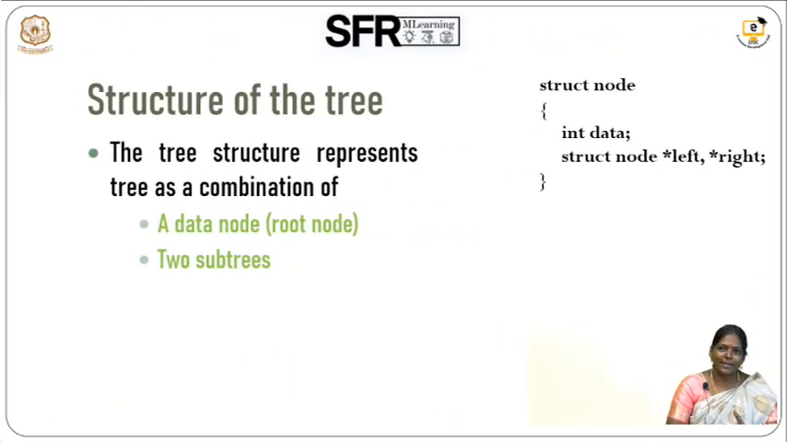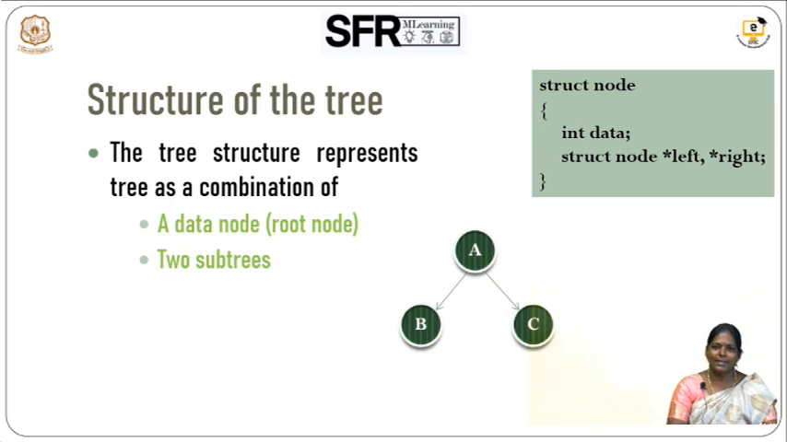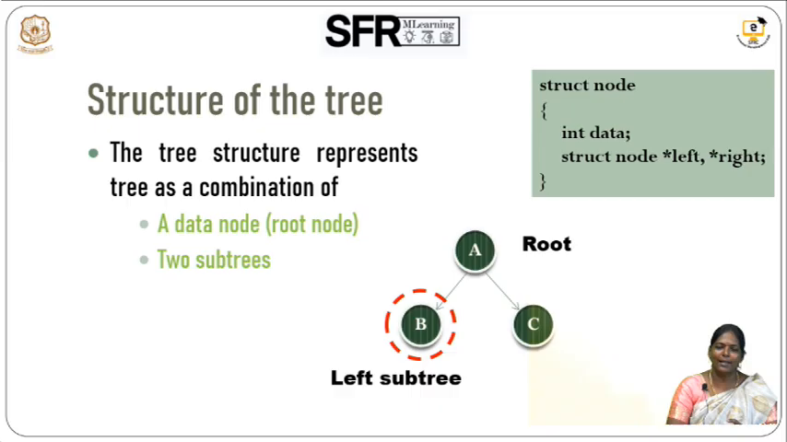So let me show the structure of the tree representation in programming languages. Here the struct is very useful for representing the binary tree. Almost all trees can be divided into two parts: one is the data node or the root node, and the other is the subtrees it has. In this tree, A is the root node and B is the left subtree. B may contain some other branches of nodes also. C is the right subtree. We are going to represent the tree in this structure only.